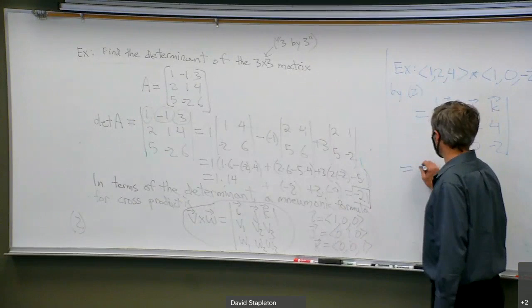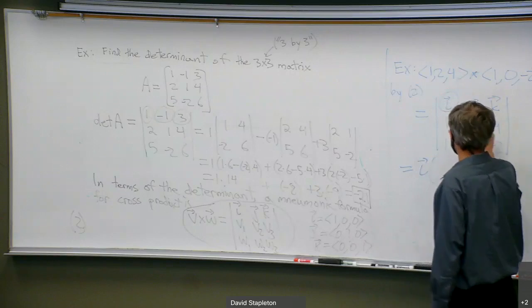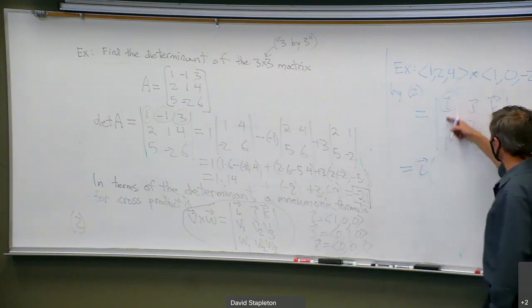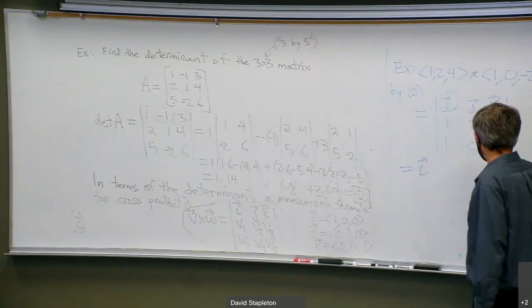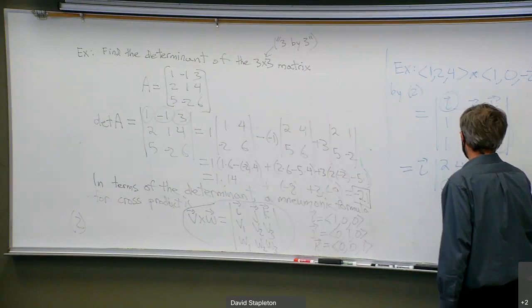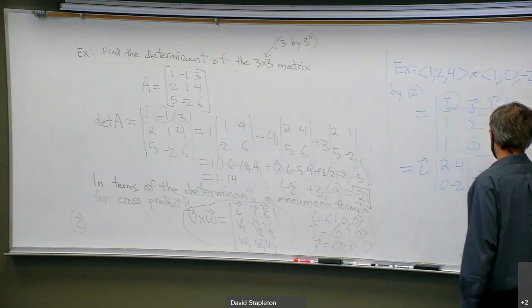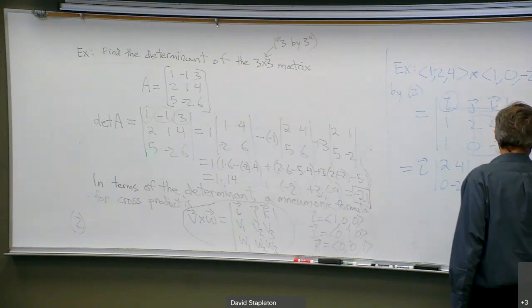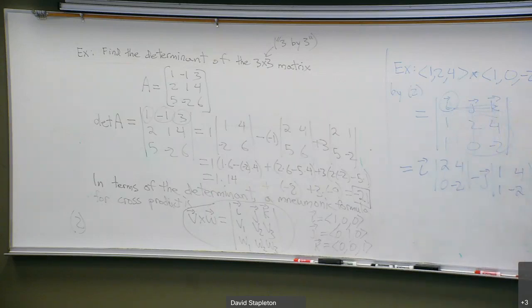Remember how to compute the 3 by 3 determinant. You take this element, now it's a vector, but we'll still do it the same, times this subdeterminant got by wiping out its row and column. Let's scratch this out and this out. We get 2, 4, 0, minus 2. Then we subtract j times its subdeterminant, wiping out its row and column: 1, 4, 1, minus 2. Then we add k times its subdeterminant, wiping out its row and column: 1, 2, 1, 0. There it is.